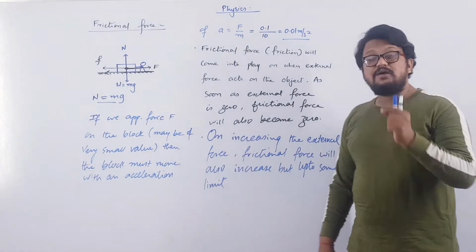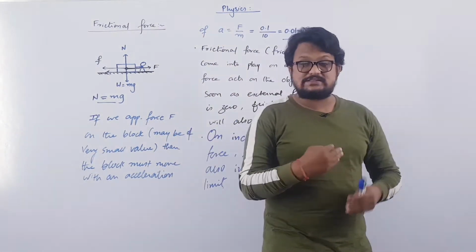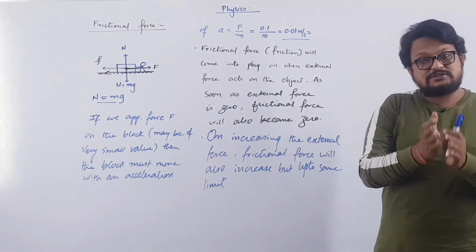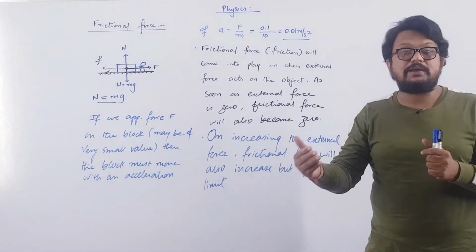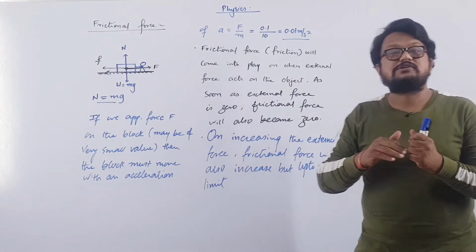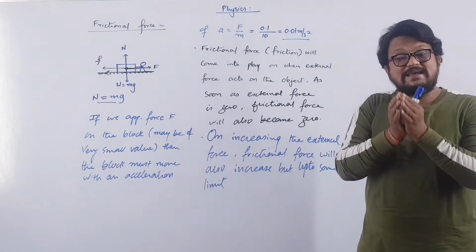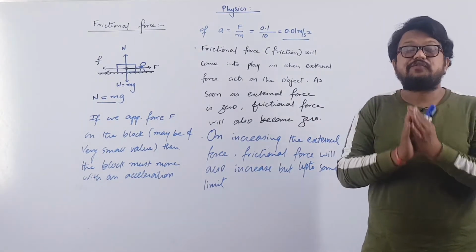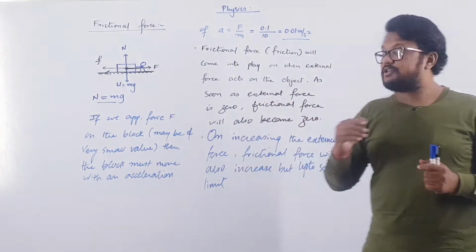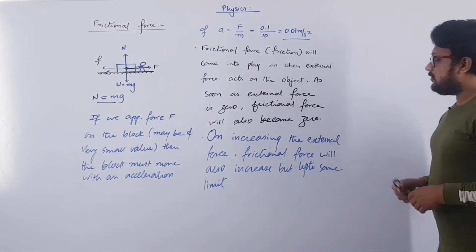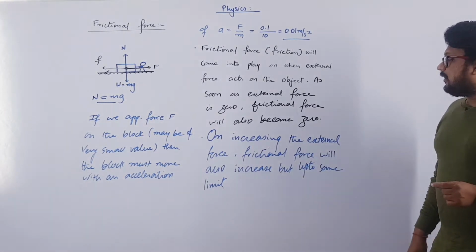So it means that frictional force is a self-adjusting force. It will adjust itself. Initially it is zero when external force is zero. As soon as you apply the force, frictional force will come into play. If you keep on increasing the external force, frictional force will also keep on increasing. It means that frictional force is adjusting itself. So here you can write: frictional force is a self-adjusting force, right?